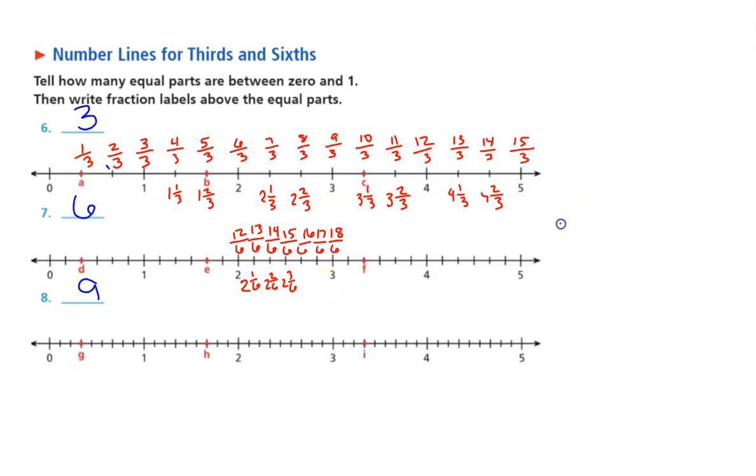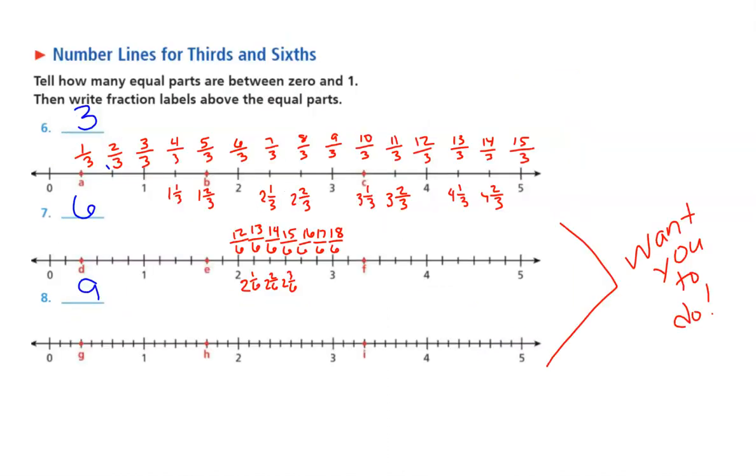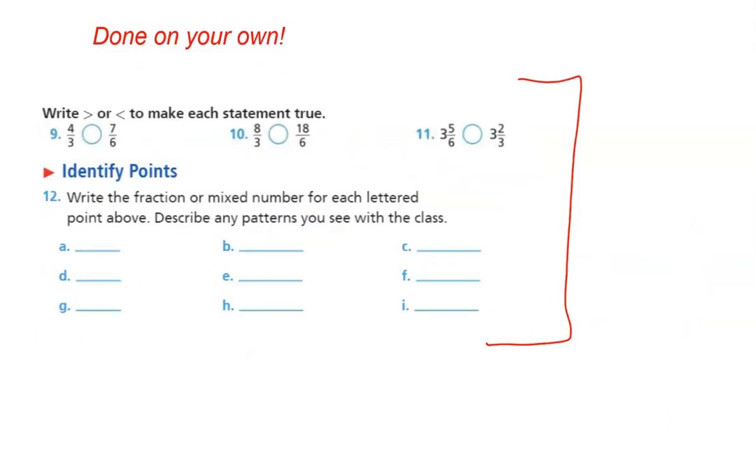I gotta stop there. Just so you guys know, this is something that I want you to do. I want you to go and I want you to label these. I need you to label for questions 7 and 8. So this is the last thing you're going to do today. After you've labeled questions 7 and 8, you are going to try 9 through 12 all on your own, and you're going to use the number lines that you just labeled. The number lines you labeled are going to help you solve 9 through 12, okay?